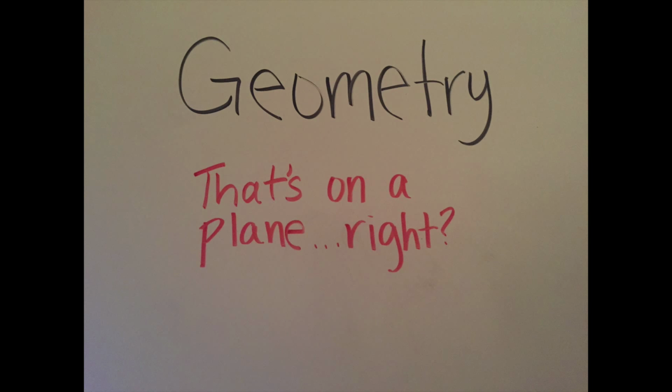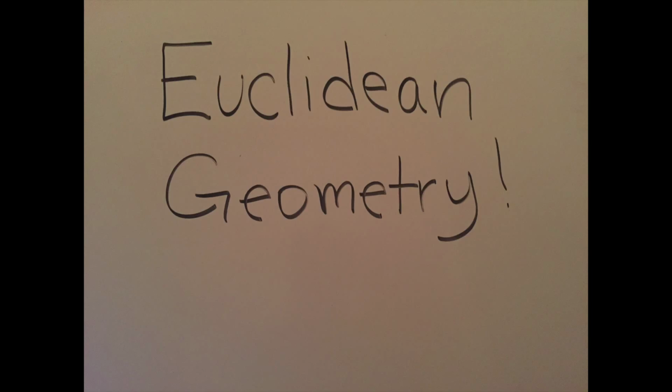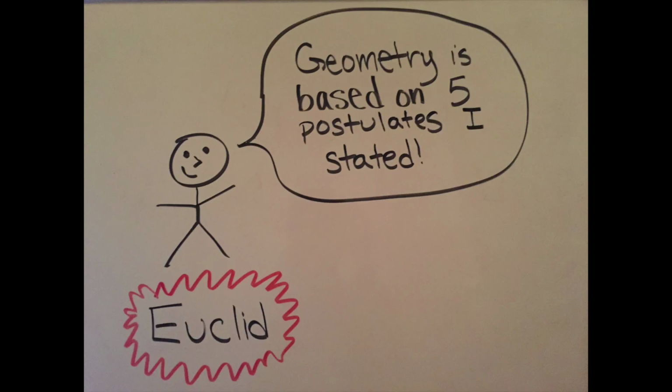There are many forms of geometry. The most commonly taught form is geometry on a plane. Geometry on a plane is called Euclidean geometry. This form of geometry is also taught in schools. Euclidean geometry is completely based off of 5 postulates that were stated by a Greek mathematician named Euclid.